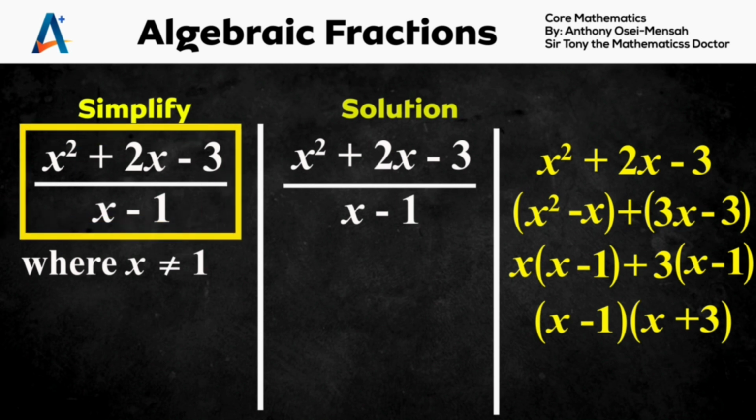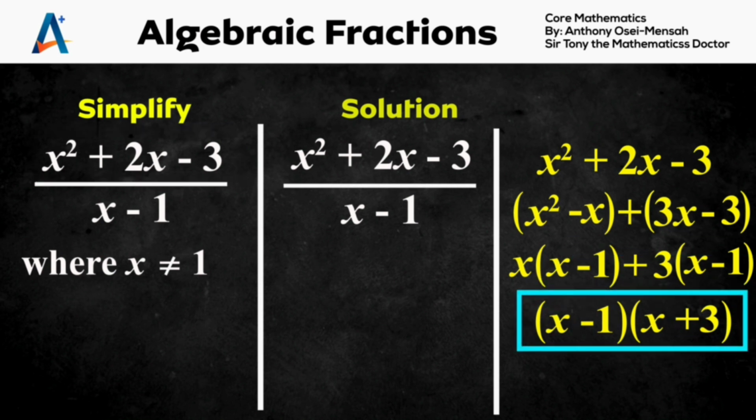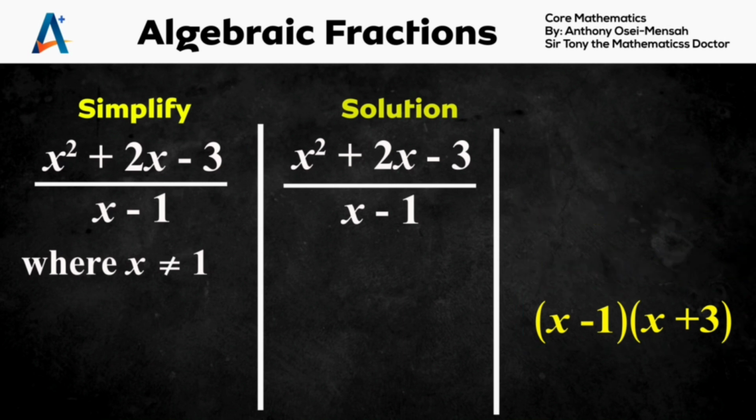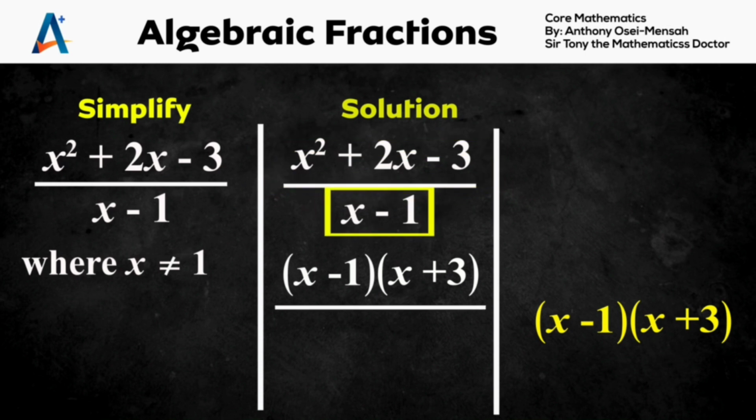So in the algebraic fraction, we will replace the numerator x squared plus 2x minus 3 by bracket x minus 1 and another bracket x plus 3. So we will rewrite the whole expression now as, the numerator will not be x squared plus 2x minus 3, but rather it's going to be x minus 1 in a bracket and another bracket x plus 3. That is the factorized form of the quadratic trinomial at the numerator. Then we will repeat the denominator, which is x minus 1.